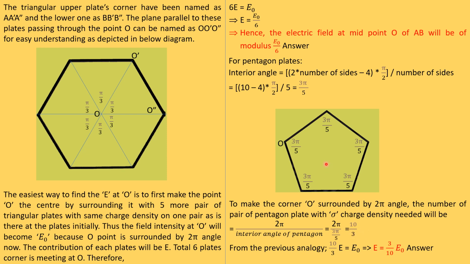And for each pair of plates, again the E field intensity contribution is E. So total 10 by 3 into E will be E naught, because now this point has become encircled completely. So E will be 3 by 10 E naught. This will be the second part of your answer.